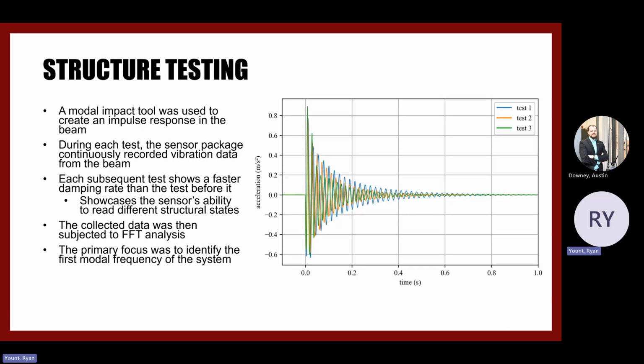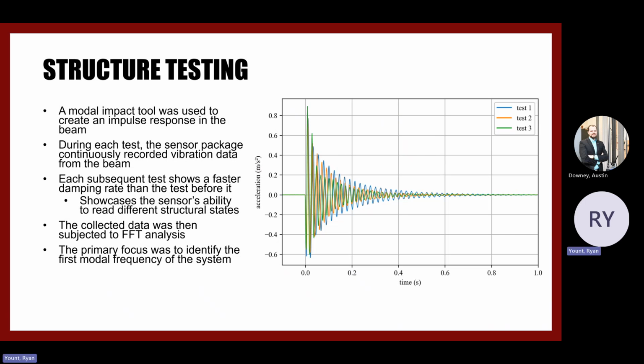For this testing, we use a modal impact tool to excite an impulse response in the system. Essentially, the sensor package would just continuously record vibration data from this. And one thing you can actually see here from that is how well the sensor package is able to see the differences in damping as each test goes. Obviously, you can see with each subsequent test, the impulse gets damped faster than the one before.